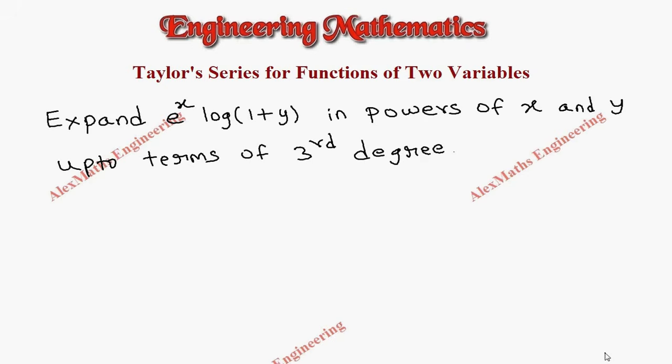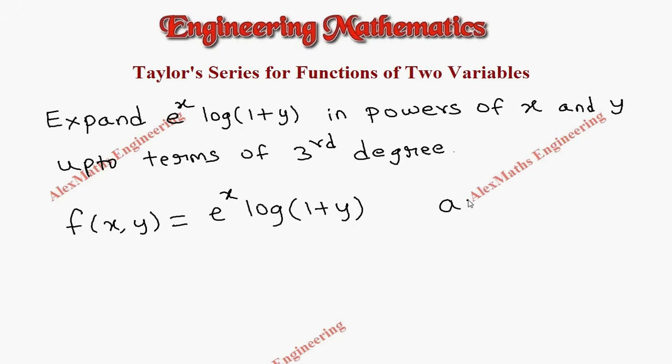In this video, we are going to do the Taylor series expansion for the given function, which is e power x into log 1 plus y. So let's take this as f of x comma y, that is e power x into log of 1 plus y. And here the values of a and b are 0, because usually it is x minus a, so a is 0, and y minus b, so b is 0.